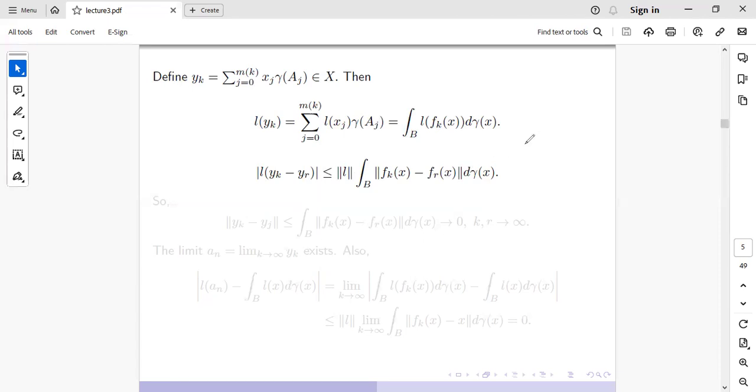I recall that for Banach spaces, there is a dual formula for the norm of the vector. The norm of the vector can also be computed as the supremum of L of y divided by the norm of L, when L is not equal to 0. This is a consequence of the Hahn-Banach theorem. So if we obtained such an estimate, then we actually estimated the norm of yk minus yr.